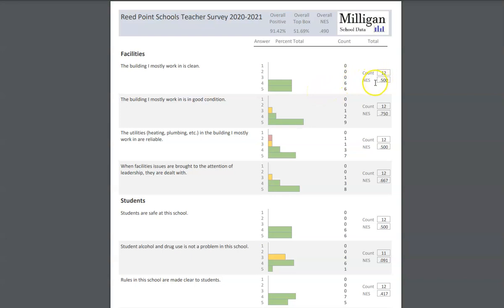Below the count is what we call the net engagement score. Now the net engagement score is just a way to summarize your question into a single number. And the way it's calculated is you take the number of people who answered 5, you subtract from that the number of people who answered 1 or 2, and then divide that by the total number. So if we go down here, you can see that 7 people answered 5, 1 person answered 1 or 2, 7 minus 1 is 6, divided by 12 is 0.5. So that net engagement score will give you a number somewhere between -1 and +1. So that's what that net engagement score is.